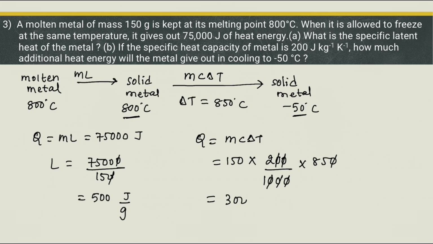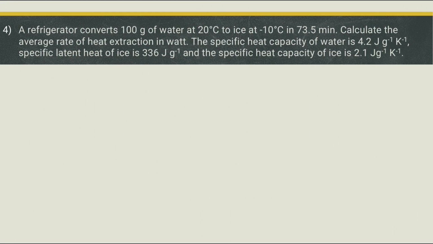So this is 300 into 85, and that is 25500 joule. This much is the additional heat energy released. Fourth, a refrigerator converts 100 gram of water at 20 to ice at minus 10 degrees Celsius in 73.5 minutes. Calculate the average rate of heat extraction in watt.